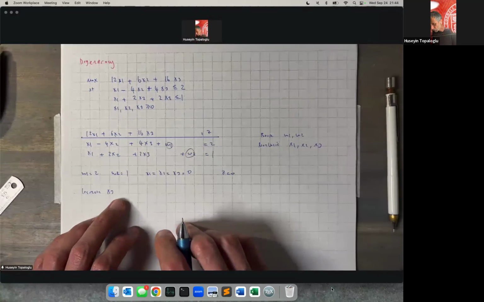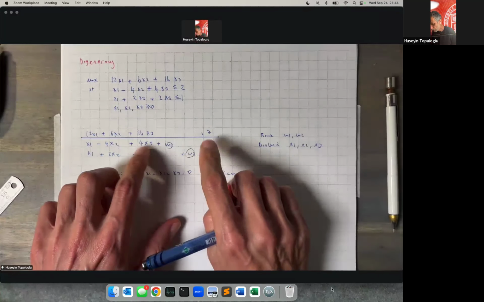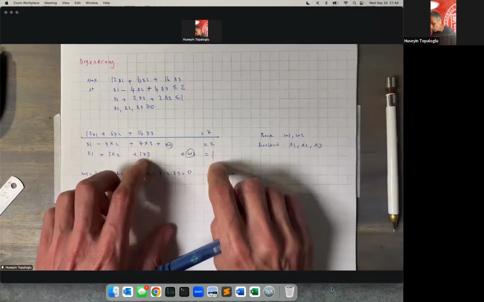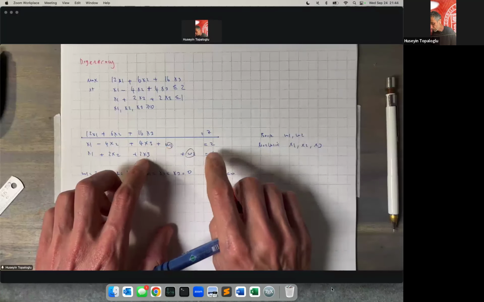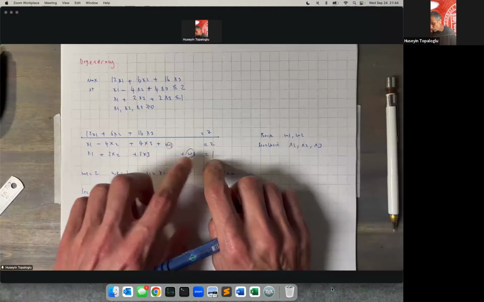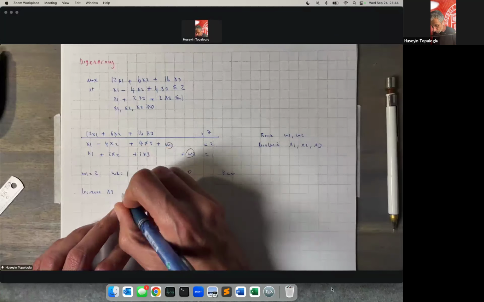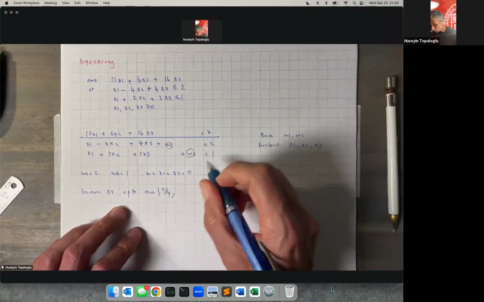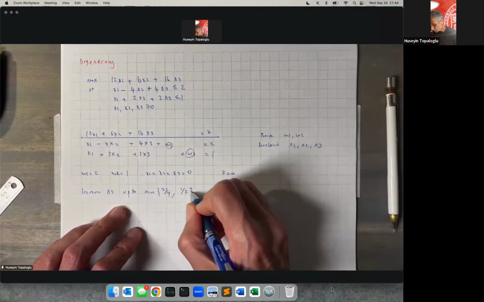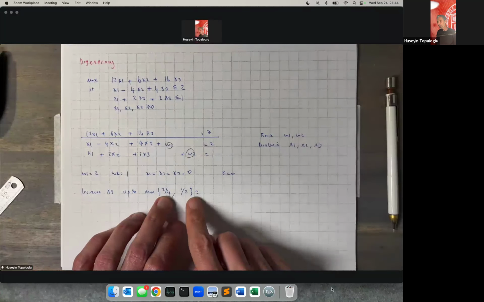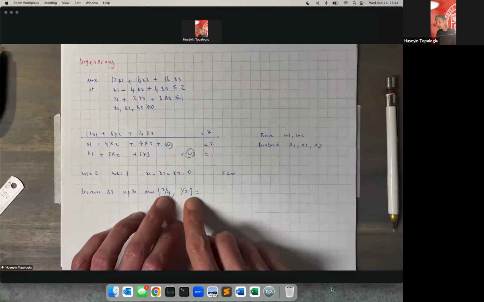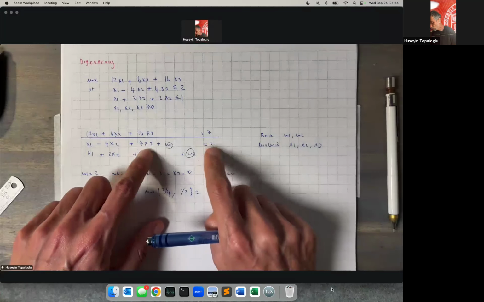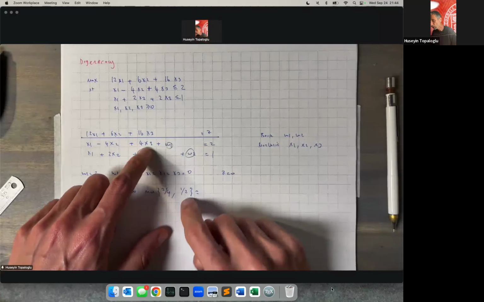How much can we increase x3 before we get in trouble? From the first constraint row, we can increase x3 all the way to 2 over 4, which is 1 over 2, before W1 turns negative. From the second constraint row, we can increase x3 all the way to, again, 1 over 2 before W2 turns negative. So we increase x3 up to the minimum of 2 over 4 from the first constraint row and 1 over 2 from the second constraint row. There's a tie, right? So we're going to break the tie arbitrarily.